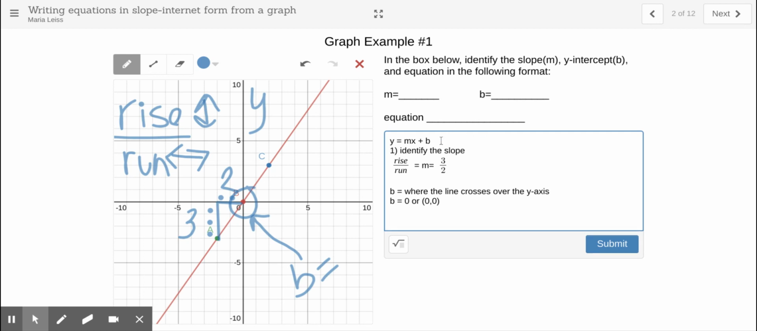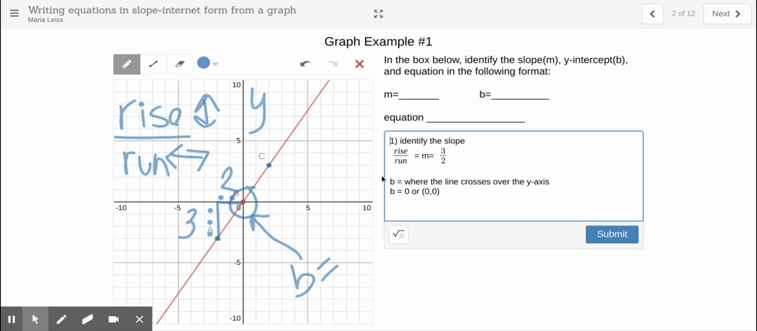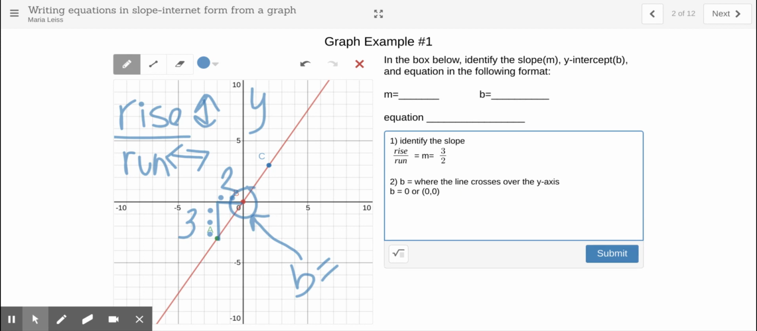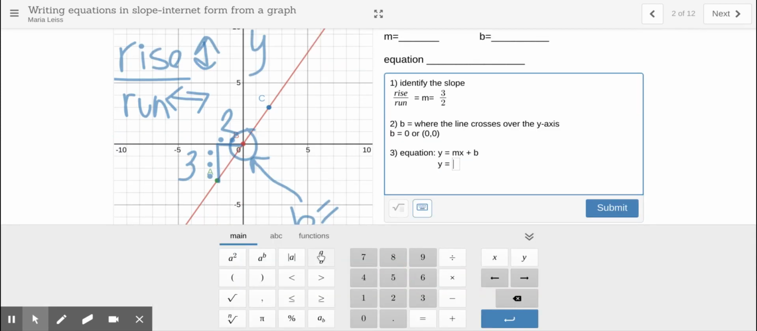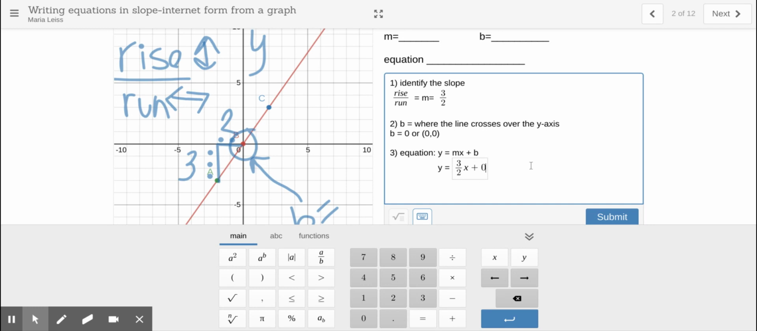So now that I've got my slope identified, and now that I've got my y-intercept identified, I need to just take those two numbers and plug them into that equation. So I start off with y equals mx plus b. And then I'm going to come down here and rewrite it, only instead of an m and a b, I'm going to put in my numbers. So y equals, now instead of an m, I'm going to put this 3 over 2. I'm going to add that x on there. Plus, and instead of a b, now I'm putting 0.